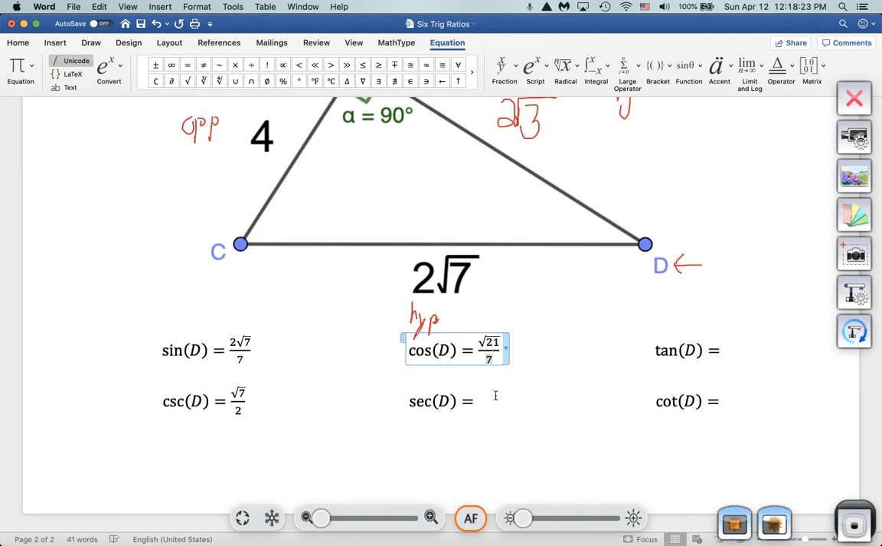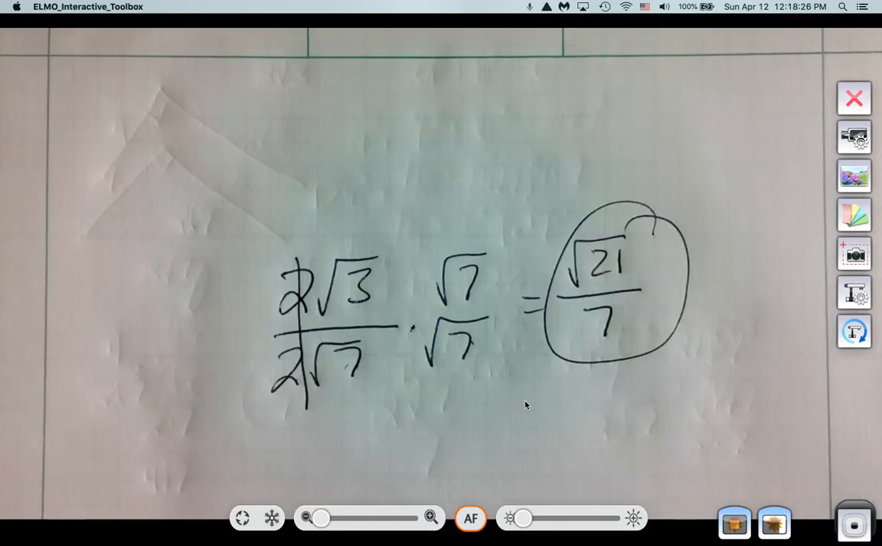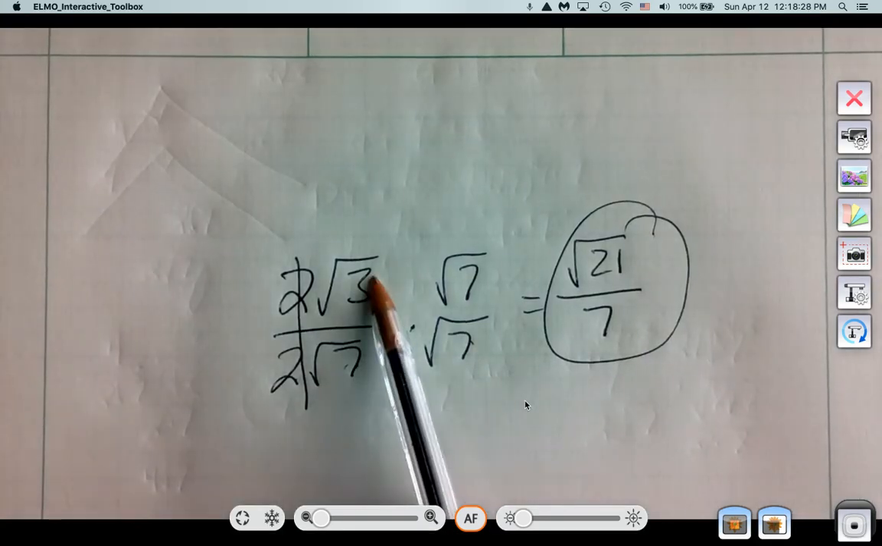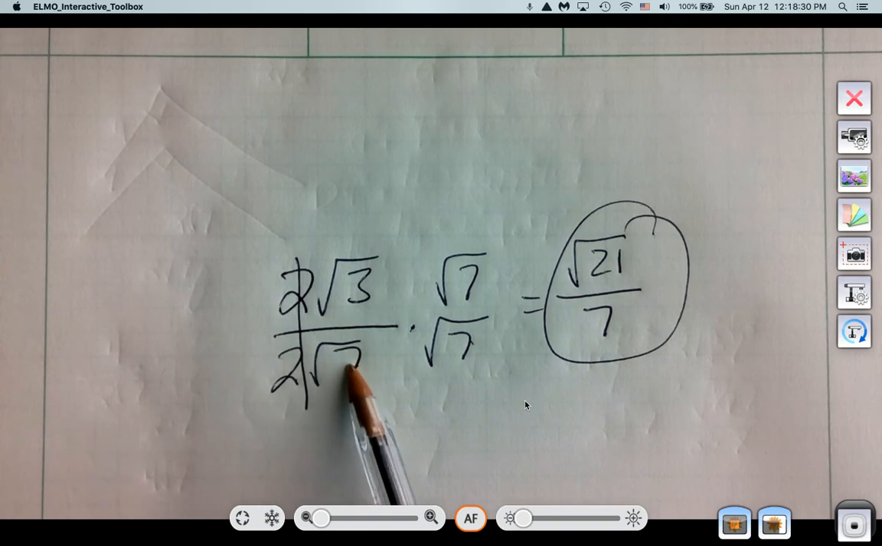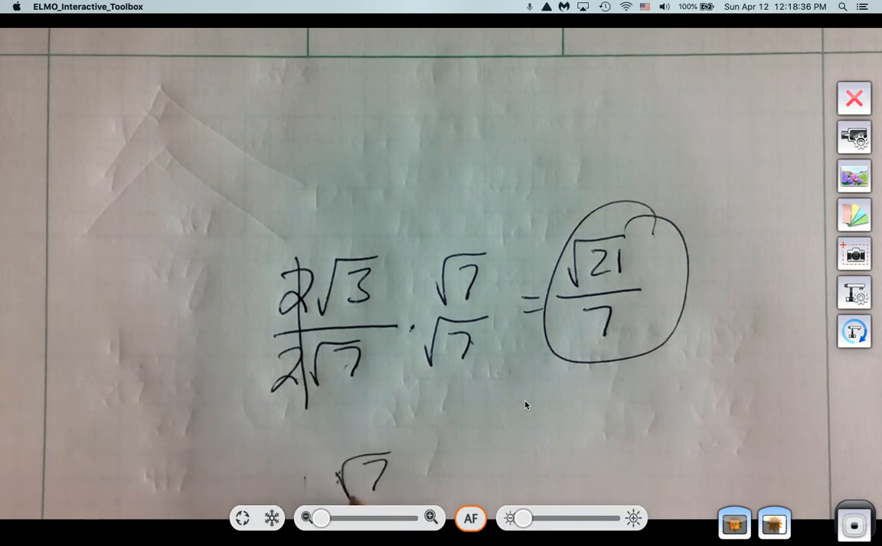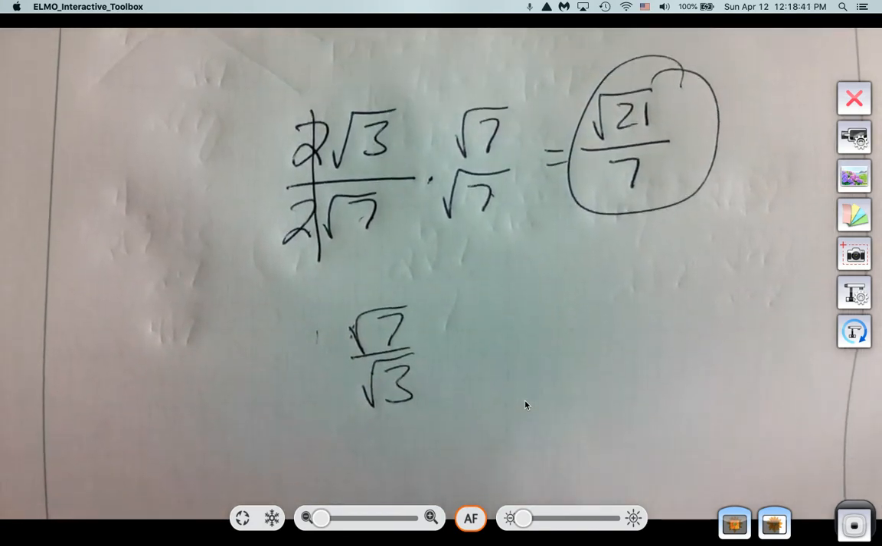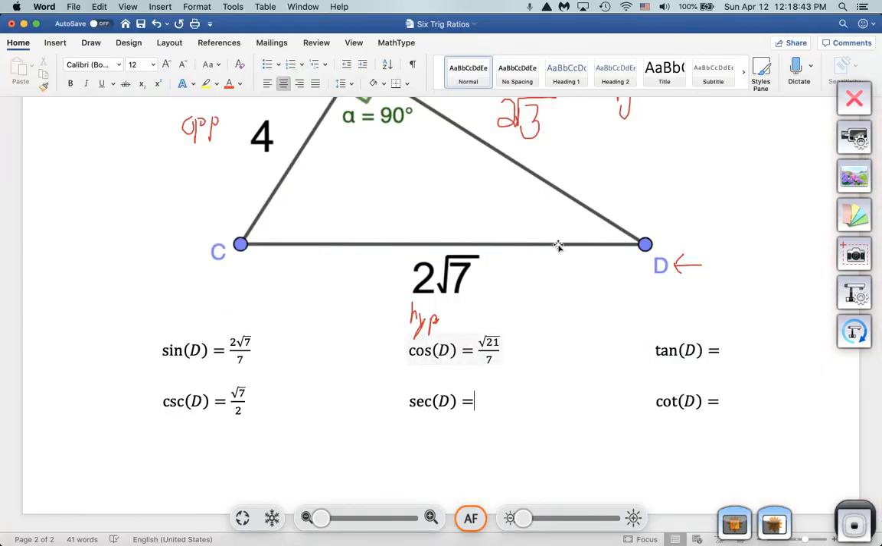Now I'm going to do the reciprocal of that. But when I do the reciprocal, I'm going to come back here, and I'm just going to do the reciprocal of my original square root of 3 over square root of 7. Remember, I'm going to take the reciprocal of that, which is the square root of 7 over the square root of 3. Because remember, the reciprocal of cosine is adjacent over hypotenuse.